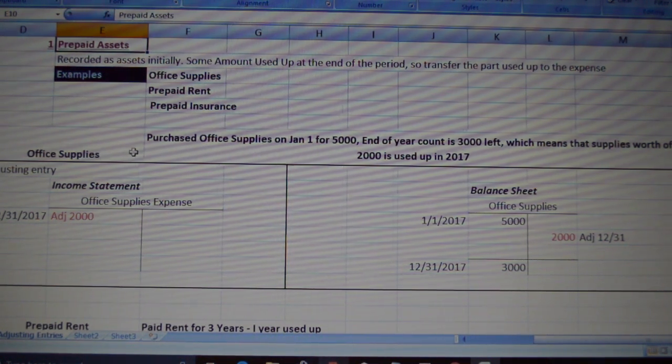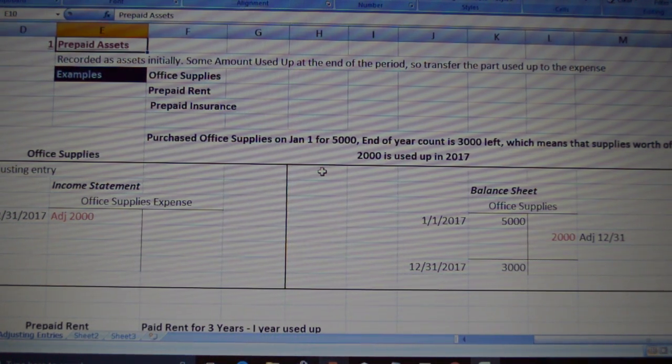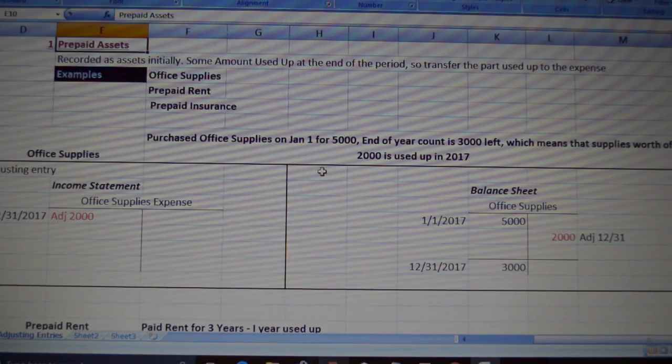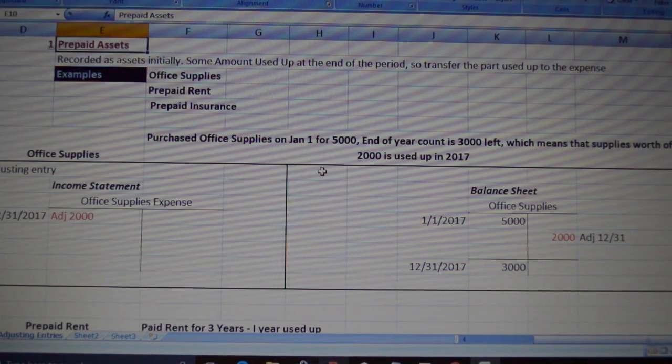First we will look at the balance sheet. On the balance sheet, there is an account called office supplies. So when we purchased the office supplies on January 1, we recorded $5,000 as our office supplies asset. And then when we are making adjusting entries at the end of the year, and we did the office supplies count, we found out that $2,000 was used.